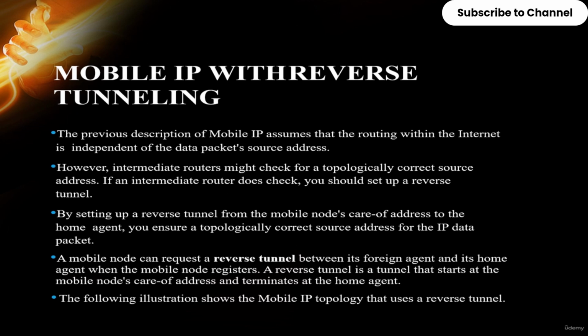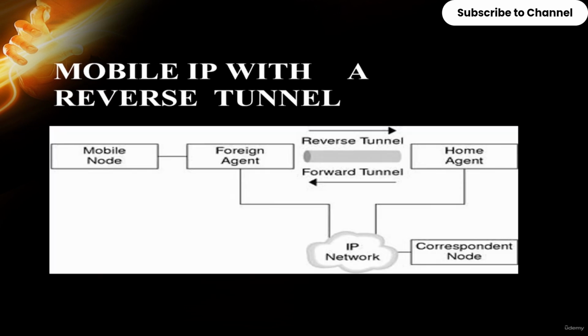That all this can be requested for reverse tunneling between the foreign agent and the home agent whenever a mobile node registers, and a reverse tunnel is used between the mobile node's care of address and terminates at its home agent. So in this diagram you can see the mobile node, foreign agent, reverse tunnel and forward tunnel. The forward tunnel is from the home agent to the foreign agent, and reverse tunneling happens from the foreign agent to the home agent. So in this way the connection takes place with the help of mobile IP.